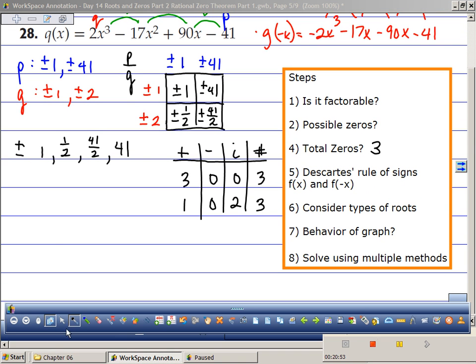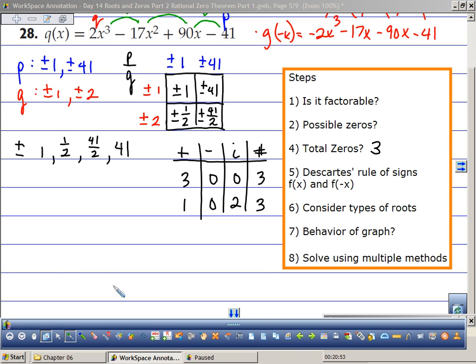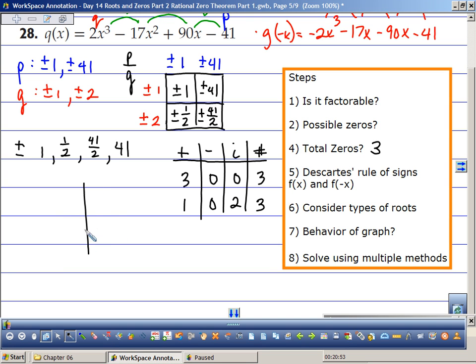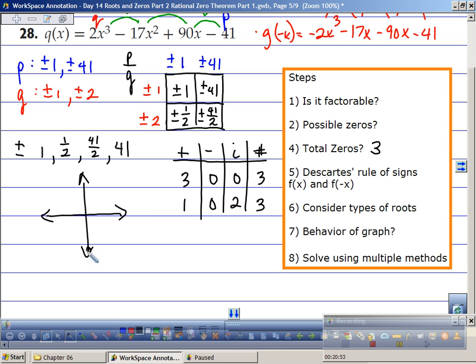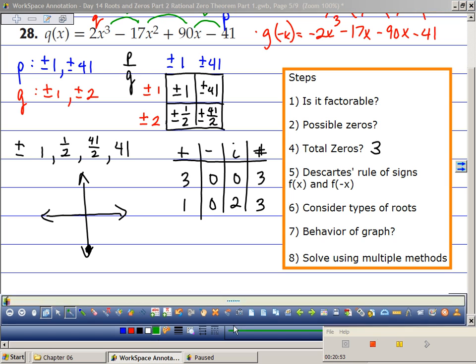Are we good? So now we're going to start our synthetic division. So I might as well start with, we'll go green. Alright, oh, here's our graph. You don't want green? Oh, green. I like green. Negative 41, that's way down here. I'm just trying to change up my colors.